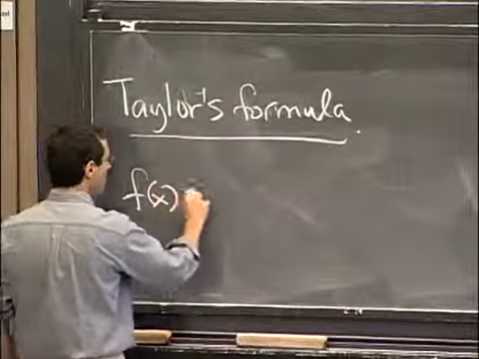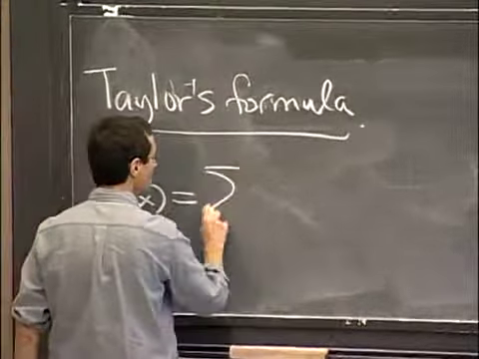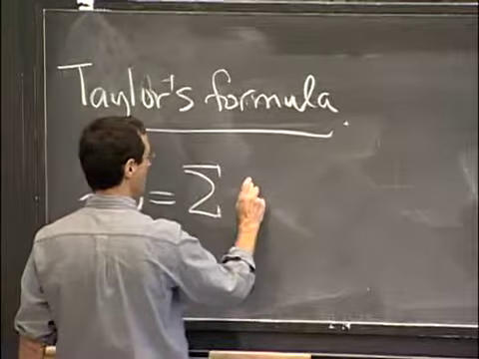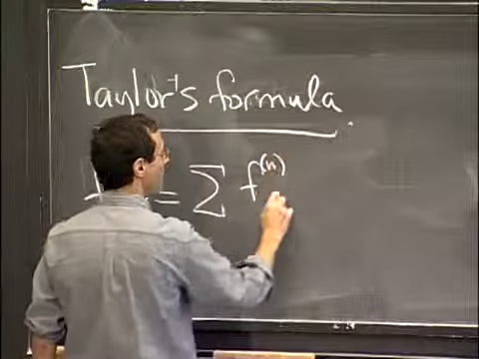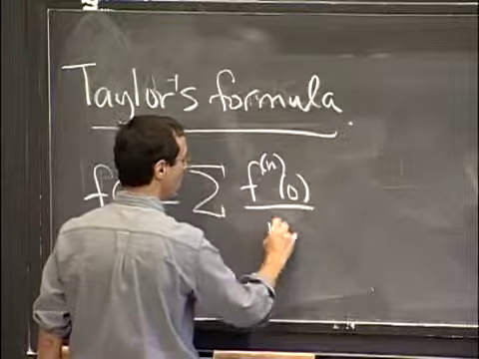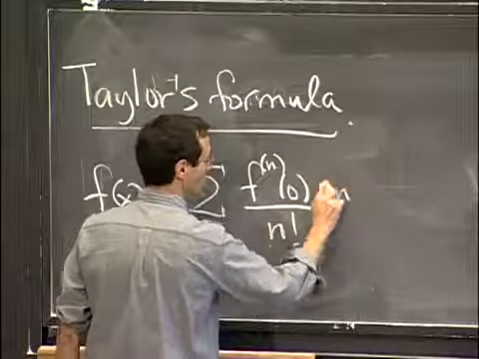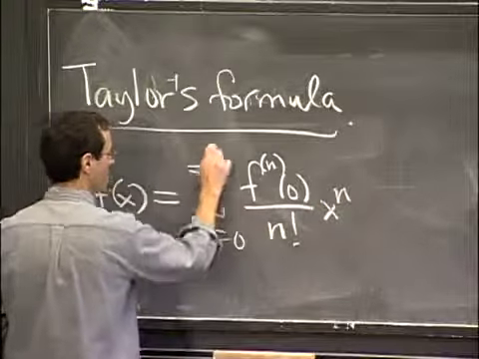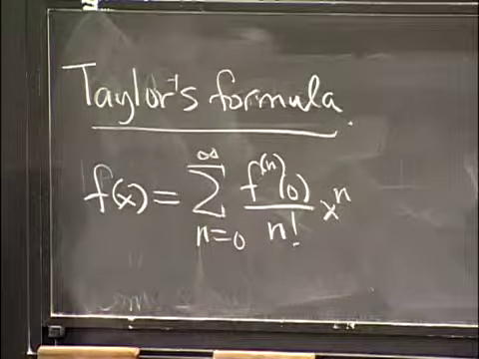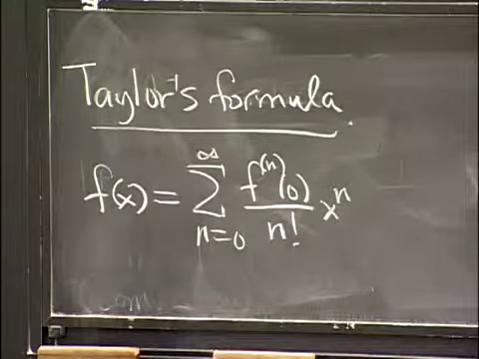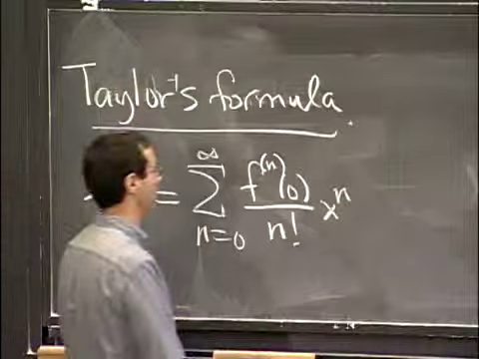So the formula is f of x. Turns out there's a formula in terms of the derivatives of f. Namely, you differentiate n times and you evaluate it at 0, and you divide by n factorial and multiply by x to the n. So here's Taylor's formula. This tells you what the Taylor series is.